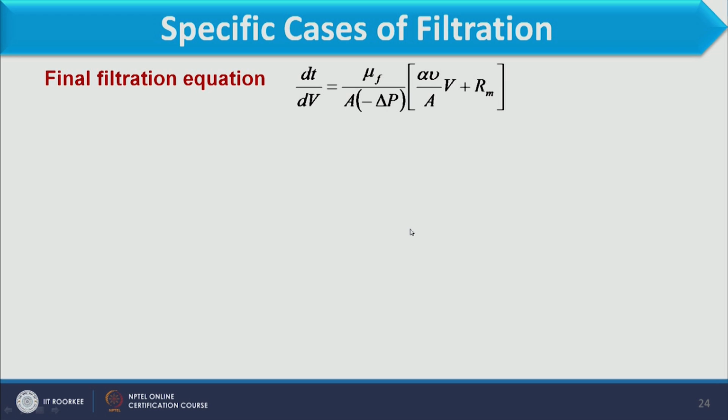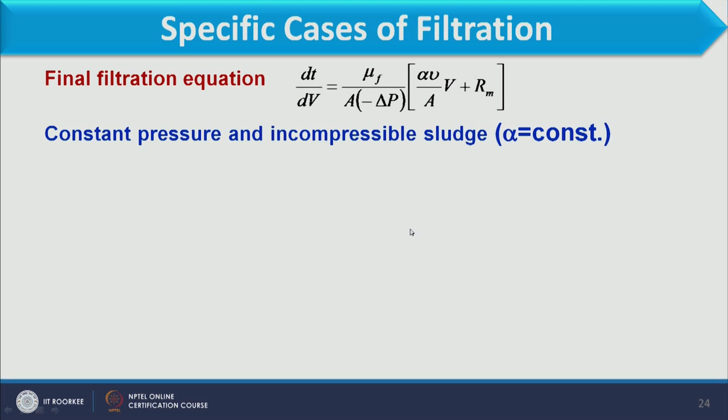Now we will consider different cases for filtration, like constant pressure and constant rate, as well as compressible and incompressible. So here we have 4 different cases, and for these cases we will define the filtration equation which we have just derived. So the final filtration equation we have derived in this form, and this we will use for further cases. The first case is constant pressure and incompressible sludge. So you understand, for incompressible sludge the alpha value should be constant.